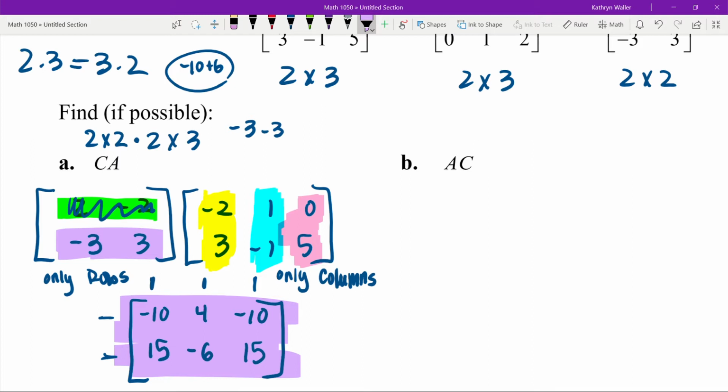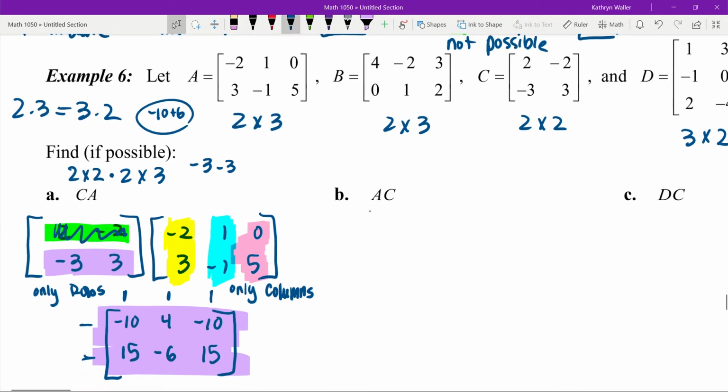Let me see. Okay. I will tell you, there is a matrix multiplication on the final exam review. So I'm thinking it's going to be on the final, which would be good news, because I think that this is manageable. Okay? Okay, let's do A times C.